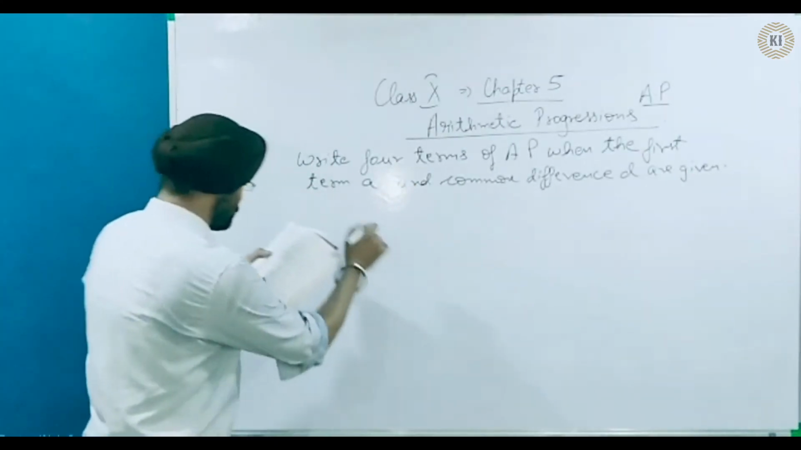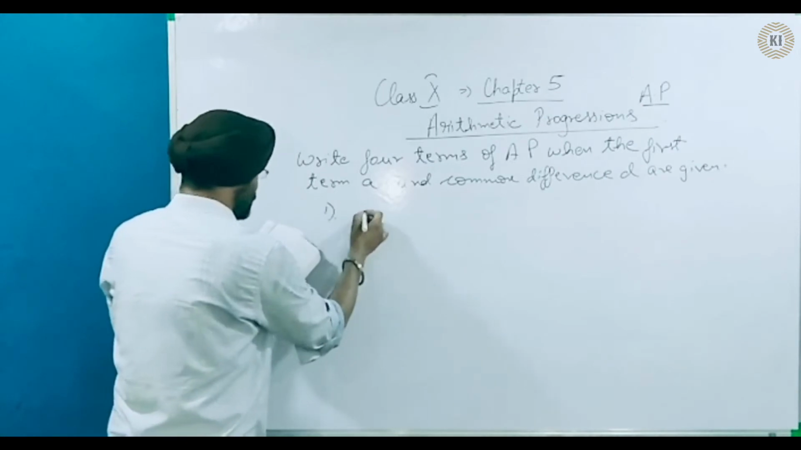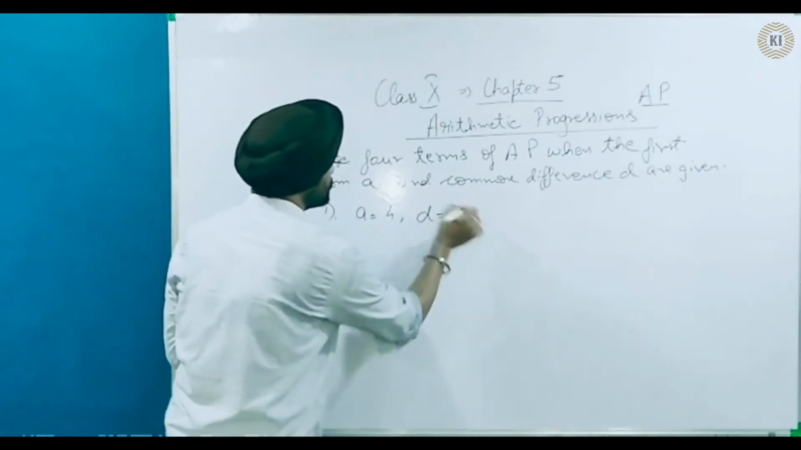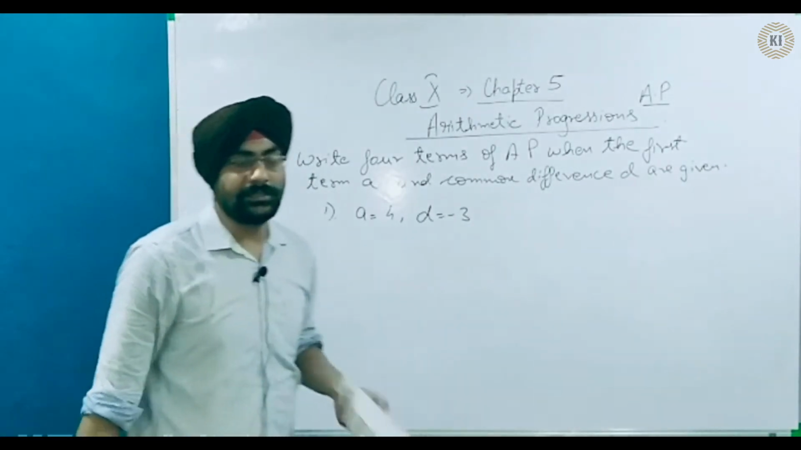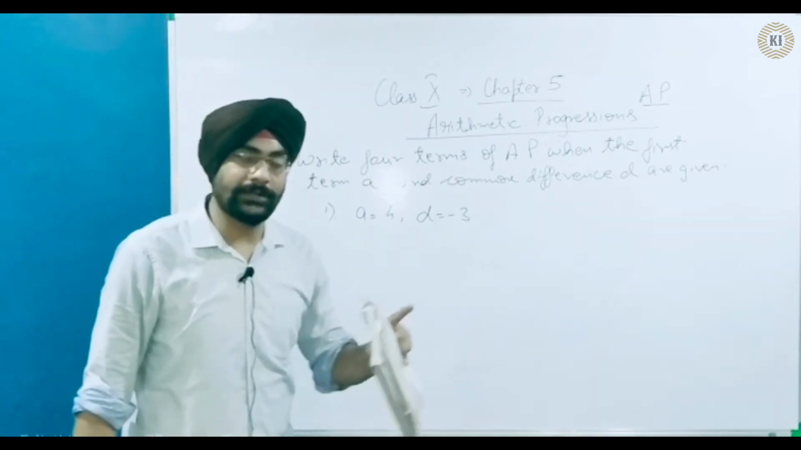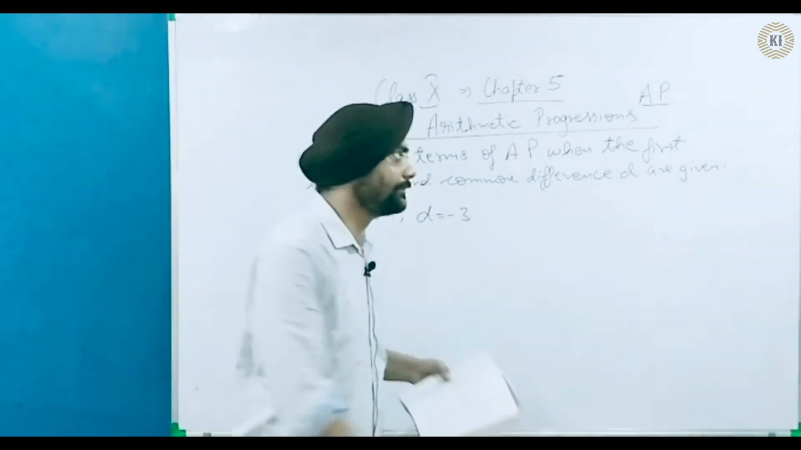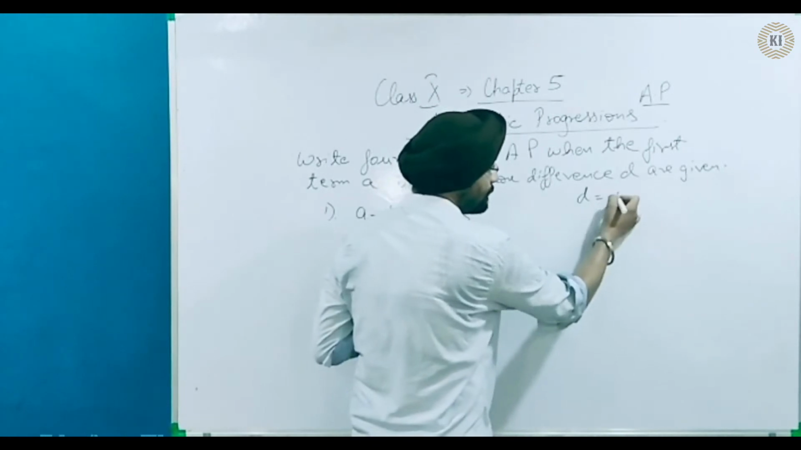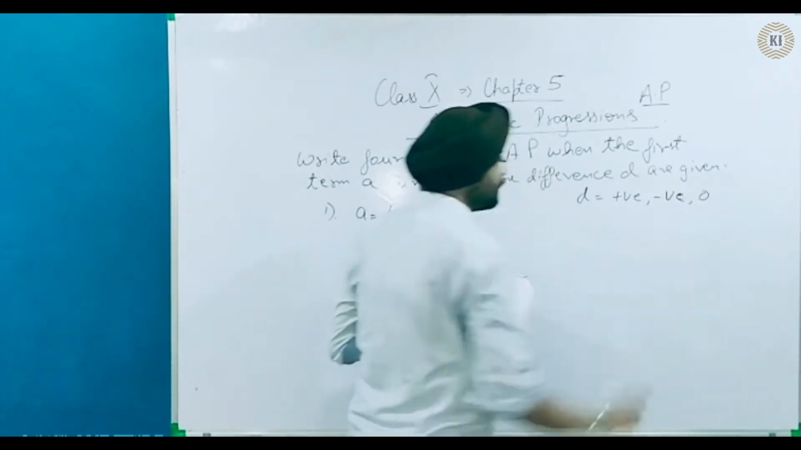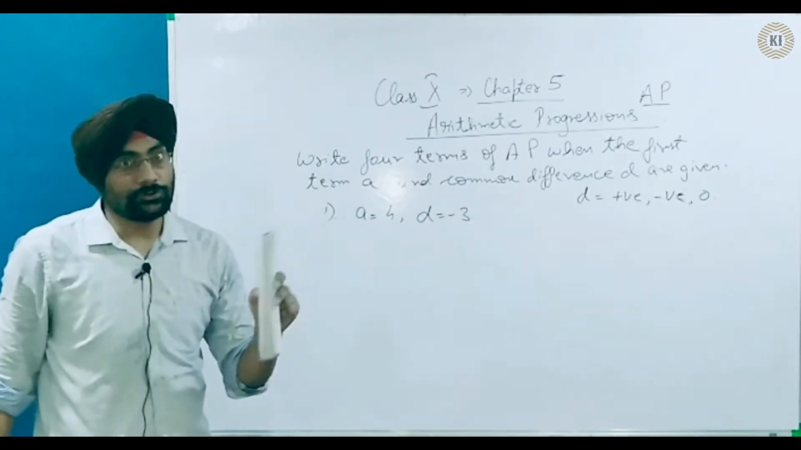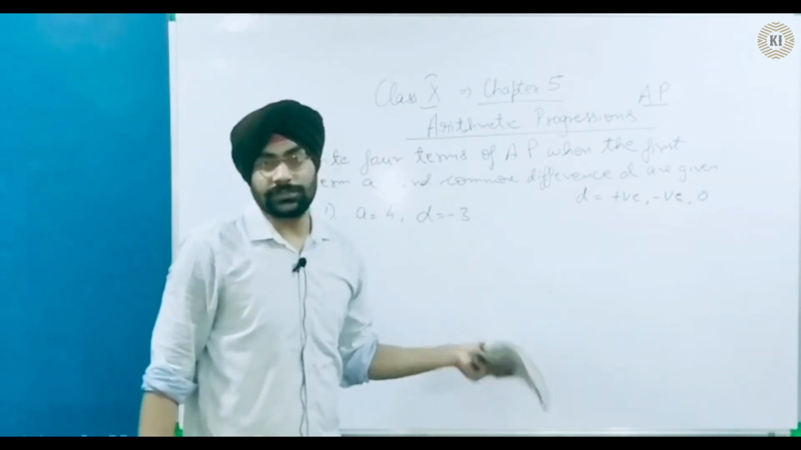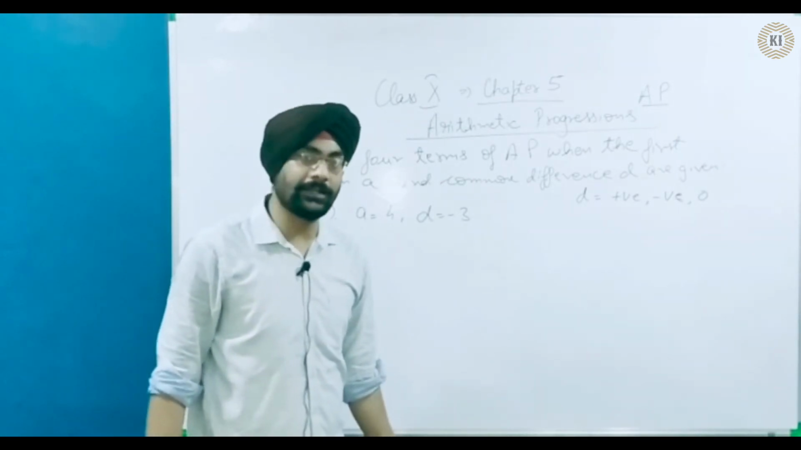So see, first we solve here. A is equal to 4 and D is equal to -3. One thing I used to say is that the common difference value can be positive, can be negative, and can be 0 also. But the value should be fixed and the same throughout the series. Then those types of series are said to be arithmetic progressions.